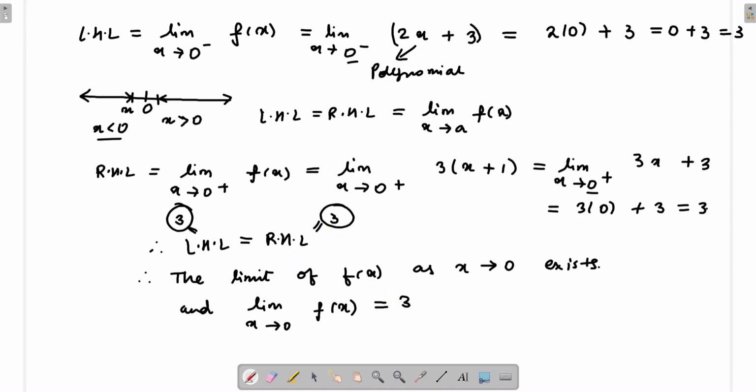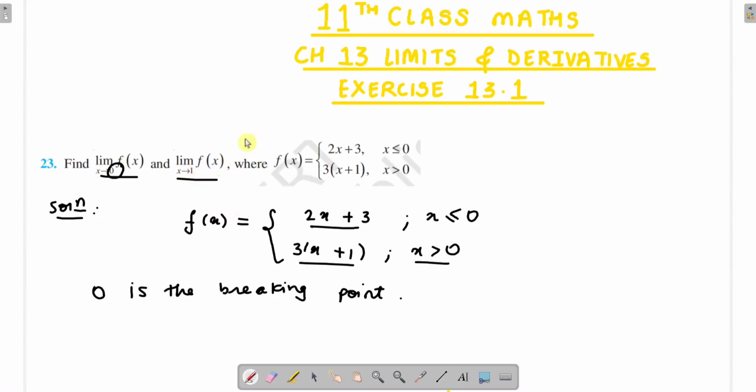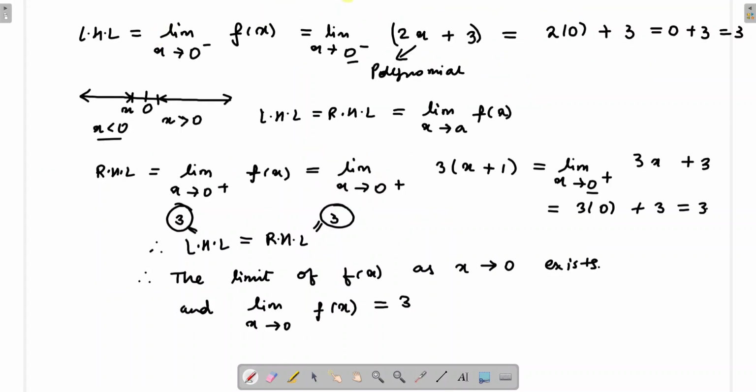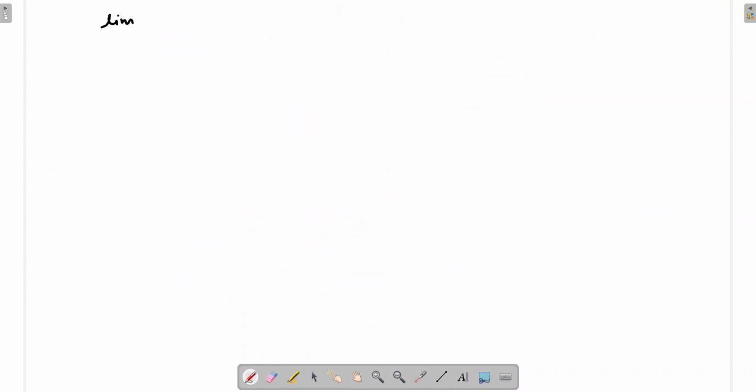So limit x tends to 3 of f(x). Now let us go to the second part of the problem, which is limit x tends to 1 of f(x). This we have to calculate. So limit x tends to 1 of f(x). Here you can see that x is tending to a point which is not a breaking point.